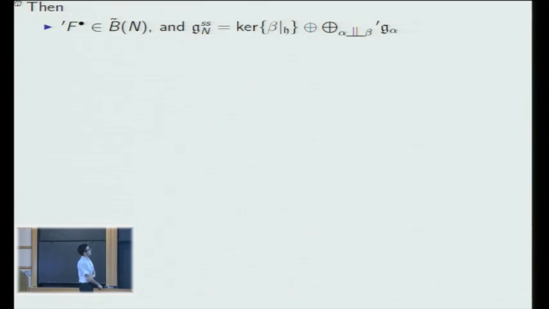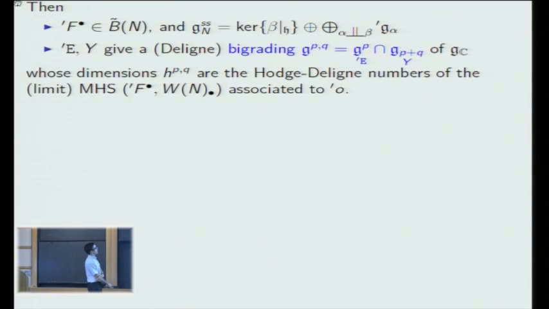Okay, then F' is in B tilde of n by construction, and G semisimple of n has this explicit description in terms of roots alpha strongly orthogonal to beta. And E' and Y give a Deligne bigrading G^{p,q}, where the grading G^p is by E', and G^{p+q}, the weight grading, is by Y. And the dimensions h^{p,q} are the Hodge-Deligne numbers of the limit mixed Hodge structure associated to O' on the boundary. That's an R-split limit mixed Hodge structure.